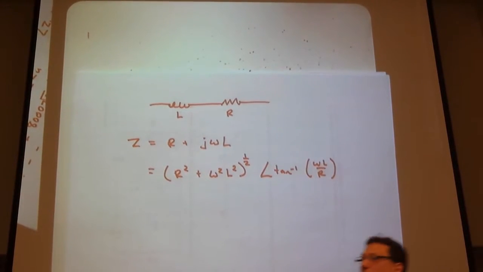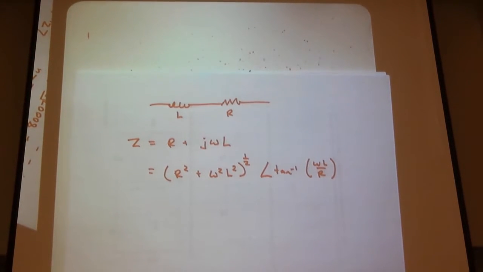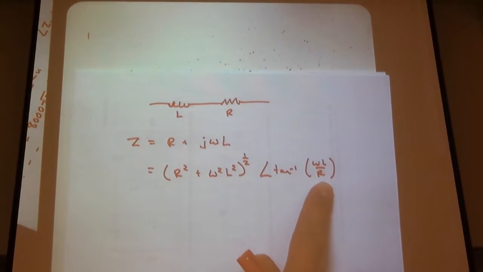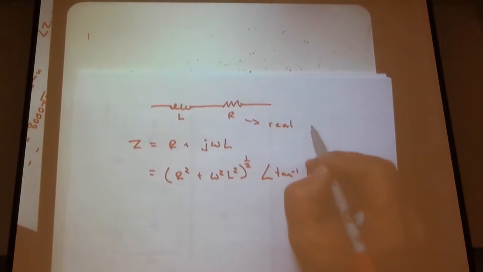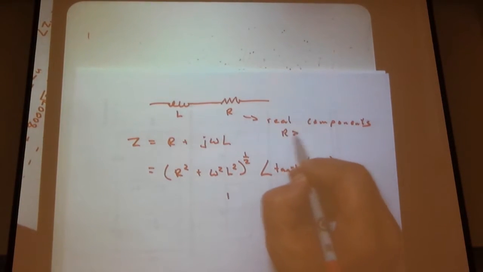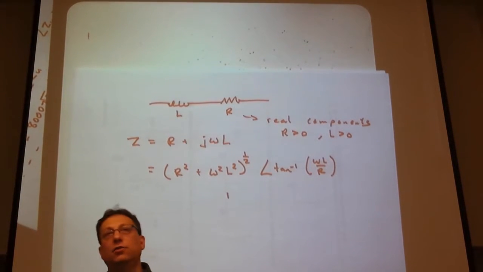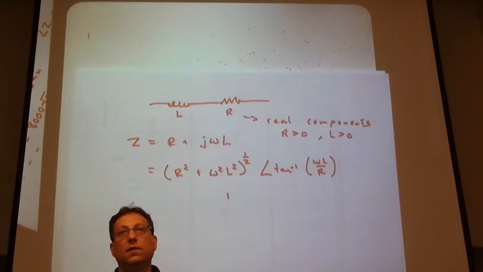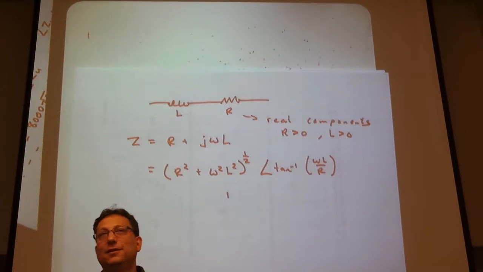Can that angle ever be larger than 90 degrees? Or in some sense, what's our limit here? R is a real number for us, so real components, no Thevenin here. Which means R greater than 0 and L greater than 0. How does this behave as a function of omega? In the limit as omega goes to 0, what's my angle? Trigonometric memory for you: 0 degrees. And in the limit as omega goes to infinity, what's my angle?